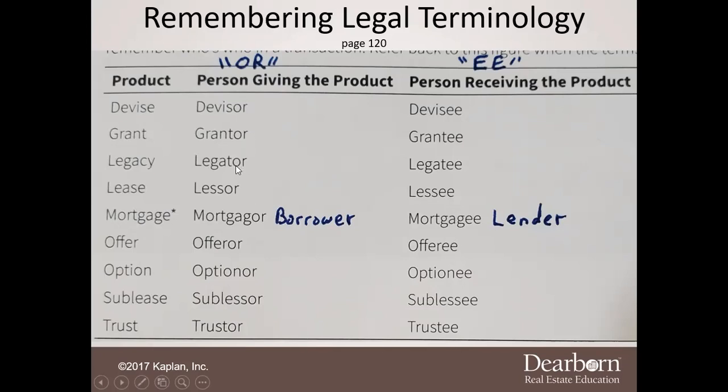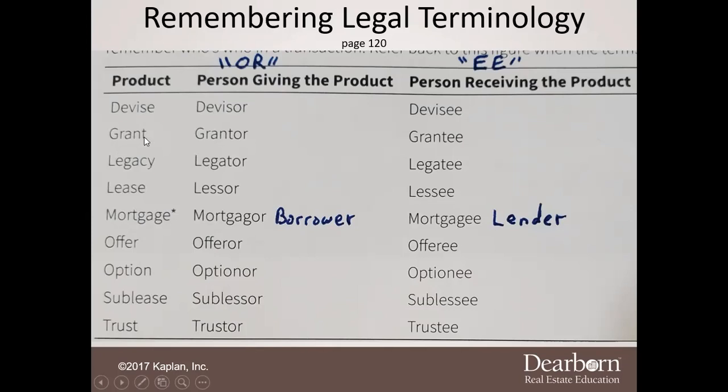The words that end in OR is the person that's giving whatever the product or the root word is, devise in this case. And the one that's receiving it, the words that end in EE. So devise is to leave property to someone in a will upon death. So the devisor is the one who leaves that property, and the devisee is the one who's receiving it.